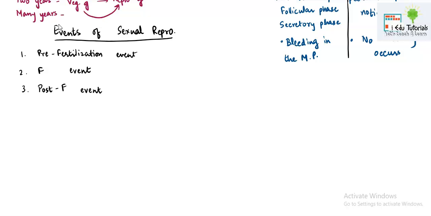The events that happen just prior to fertilization will be known as pre-fertilization events. The fertilization event is the one wherein 2 different gametes, one known as male and another as female, fuse together. In the post-fertilization event, we look at all the things that happen after fertilization, and ultimately a new individual will be formed. We are going to study the details of these events in our next video. Thank you.